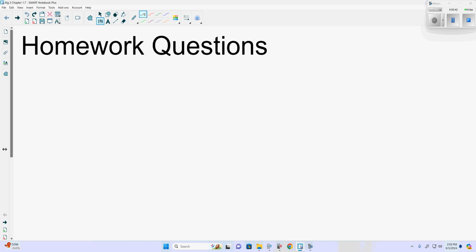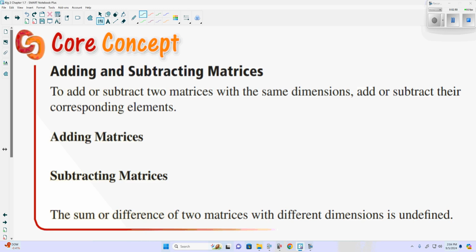Any other questions on the homework? What we're looking at today is we're dealing more with matrices. The first thing we're going to talk about is addition and subtraction. You can add or subtract two matrices as long as the dimensions are the exact same. If the dimensions are the exact same, a 2x2 and a 2x2, we add the corresponding elements.